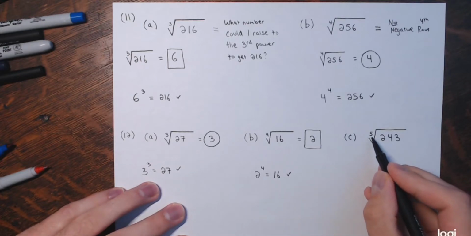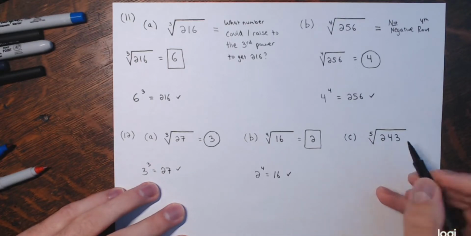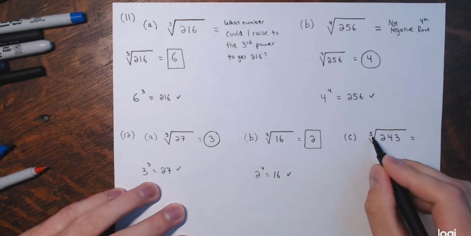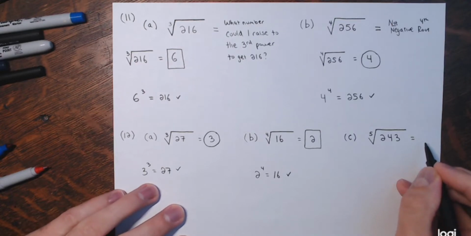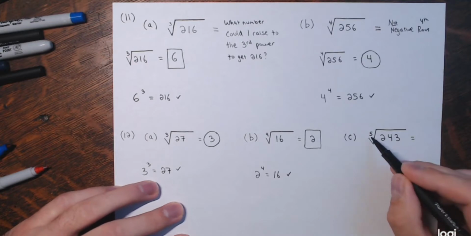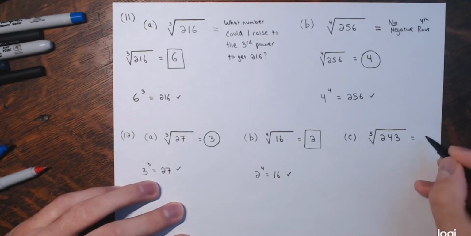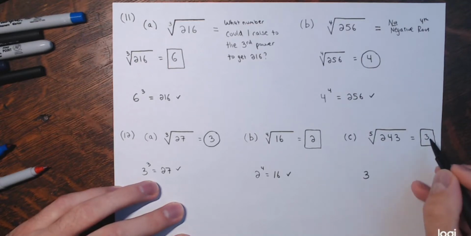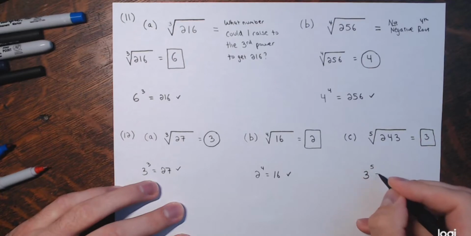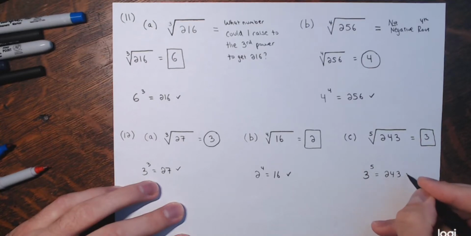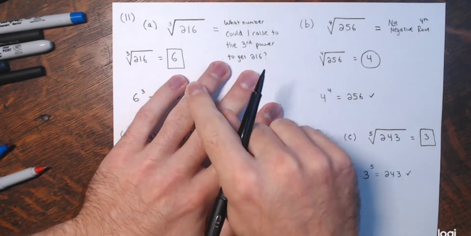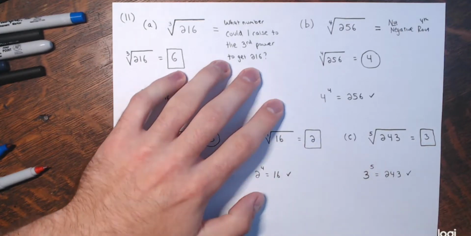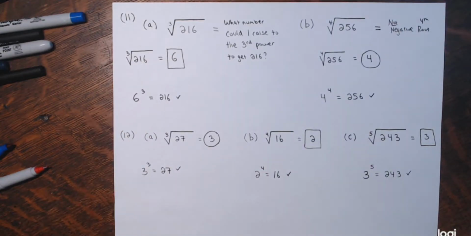Then here we have the fifth root of positive 243. So again, odd roots can be positive or negative, but every number only has one odd root. So I'm just thinking of what number to the fifth power would be 243, and that would be 3. The answer is 3. And check it out. Is 3 to the fifth power equal to 243? 3 times 3 is 9, times 3 again is 27, times 3 again is 81, times 3 again would be 243. 3 to the fifth power is indeed 243.